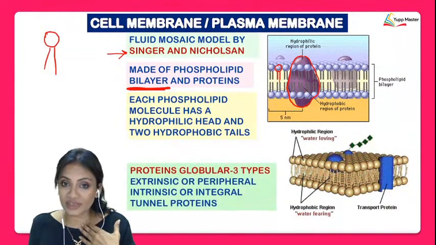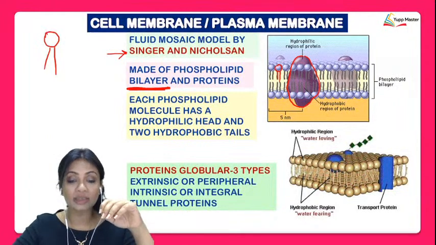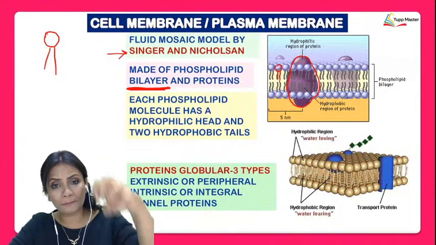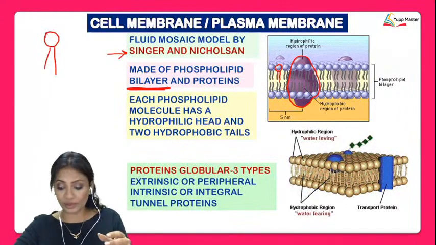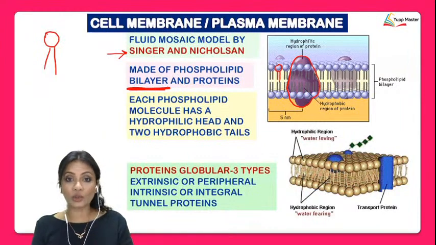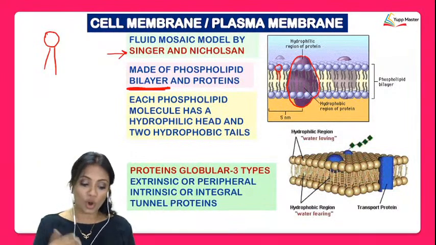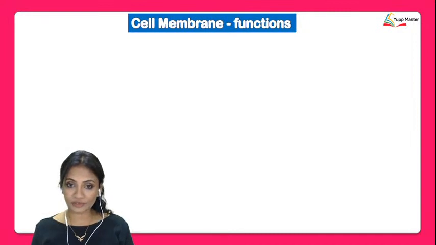Then the proteins that we mentioned which are present on this plasma membrane can be of three types. Which are those three? The extrinsic ones, which are found externally. Intrinsic, which are completely embedded inside the phospholipid bilayer. And then there's a protein which goes through the whole length of the plasma membrane, called the tunnel protein, or you may also call it the channel protein. This is the protein through which any substance can either enter into or go out of the cell membrane. So those are the three proteins we've studied.